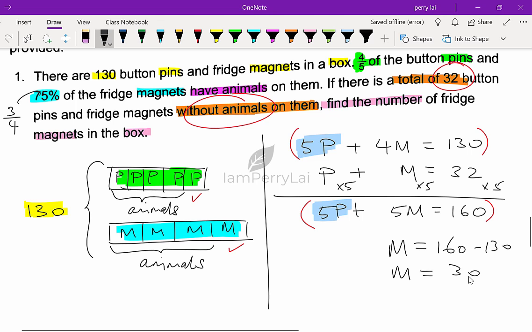Right, so 1 part m is 30. So we found that this 1 part alone is 30. So the number of fridge magnets would be 4 parts of this m, which is this times 4, 120, and that's the answer.